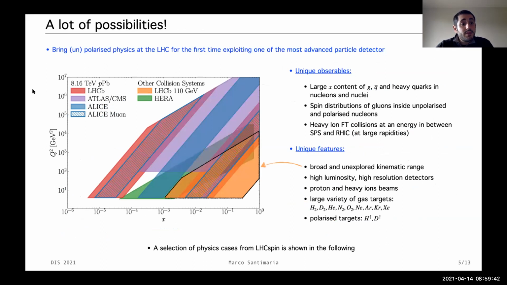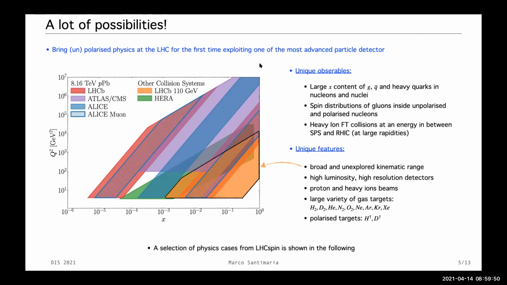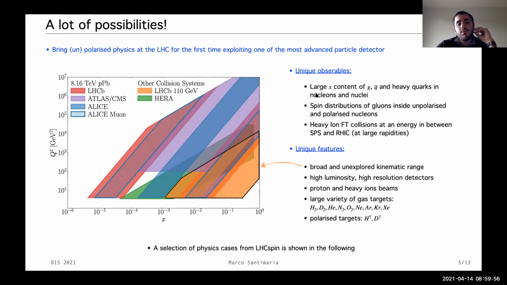This will bring unpolarized physics, and for the first time at LHC, polarized physics, exploiting one of the most advanced techniques. We are able to do this with unique observables by accessing the large x content of gluons, of anti-quarks and heavy quarks in both nucleons and nuclei, and to probe the spin distributions of the gluons inside unpolarized and polarized nucleons. Whereas concerning the heavy ion fixed target collisions, those will be at an energy which is in between the ones reached at SPS and RHIC.